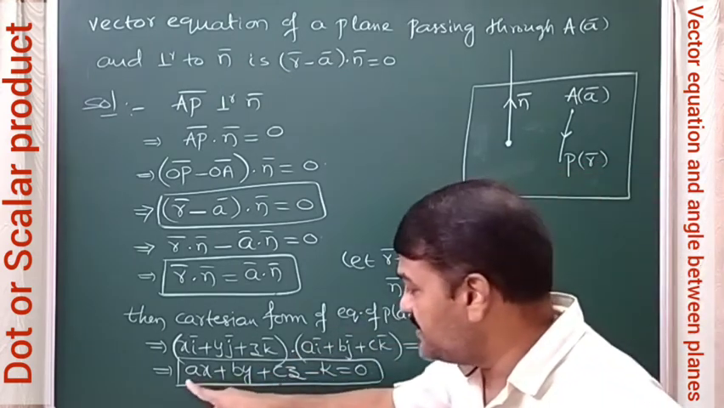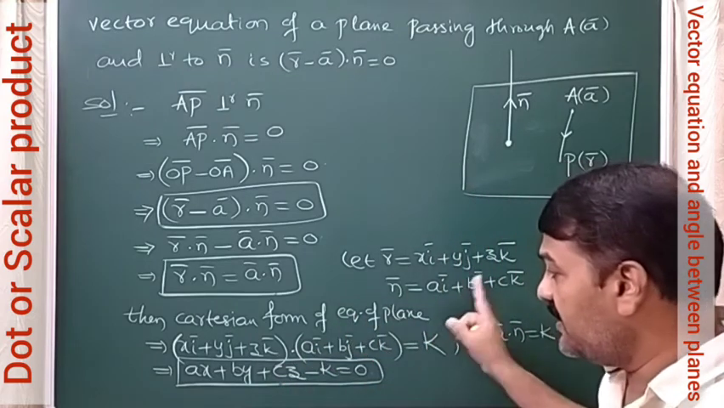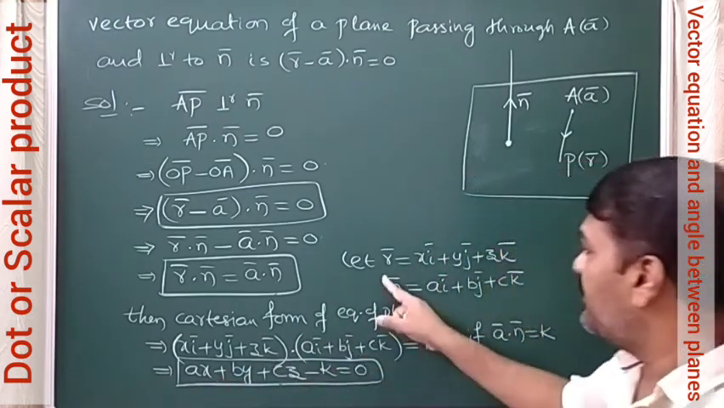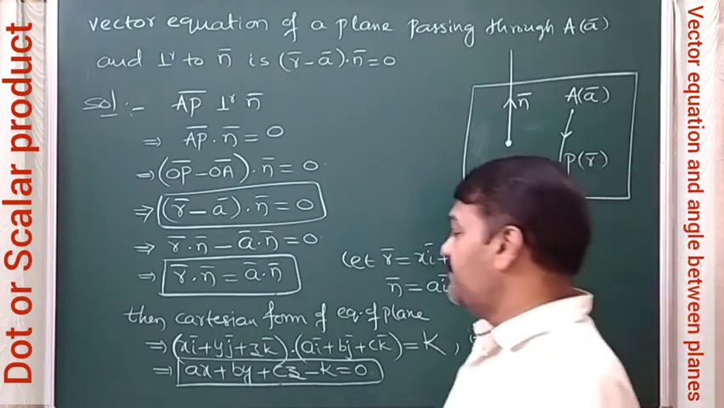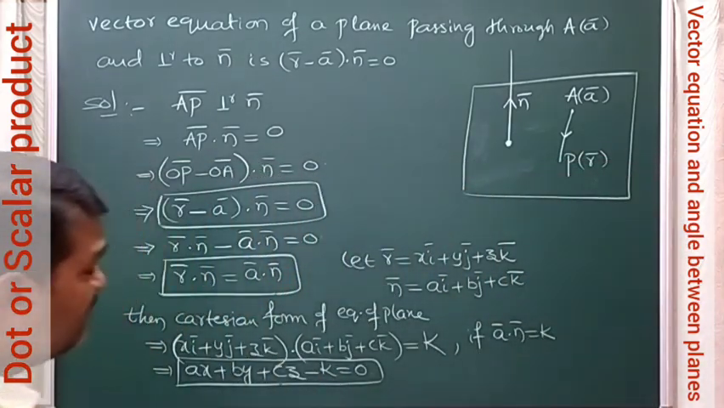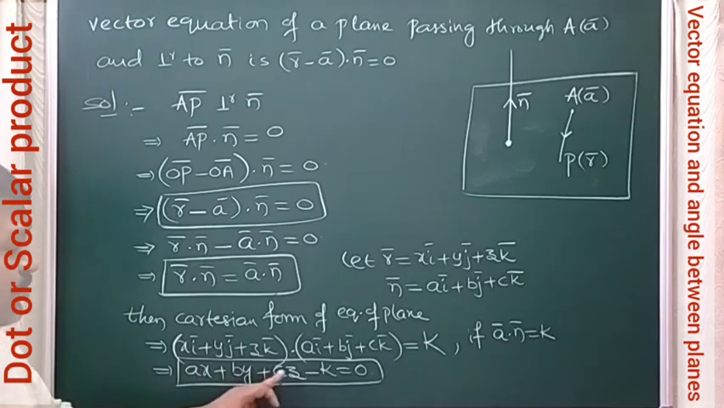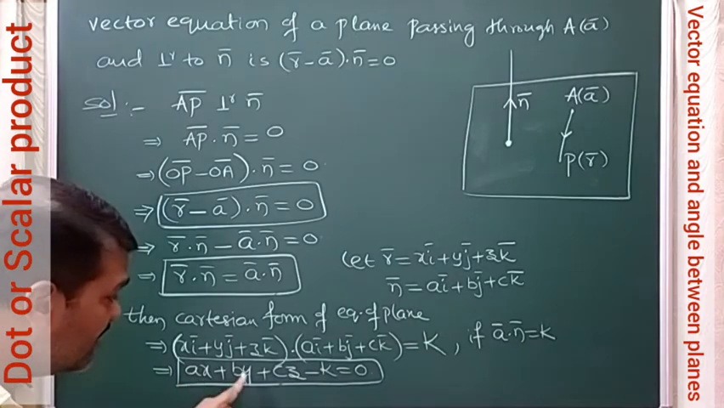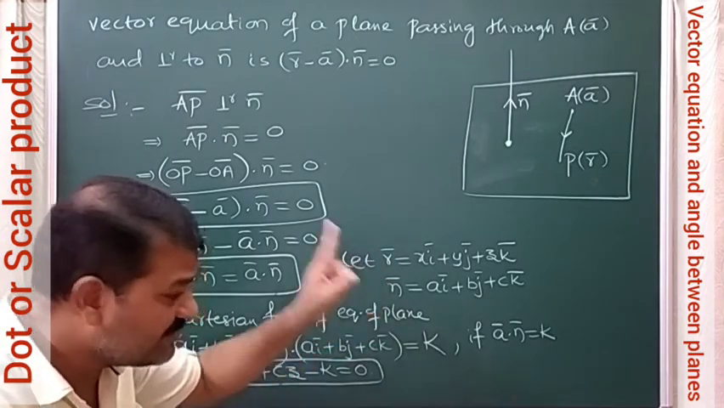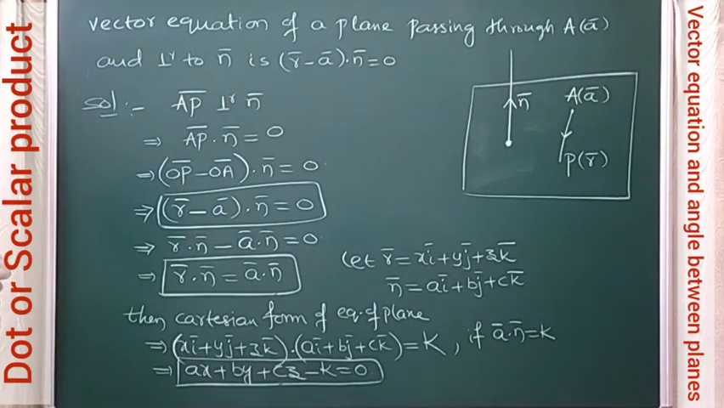Okay. So A, B, C correspond to the normal. X, Y, Z correspond to any point on the plane. So for example, if you are given the Cartesian form, directly by seeing the coefficients of x, y, z, you can write the normal vector. By seeing the coefficients of x, y, z, you can write the normal vector, remember.